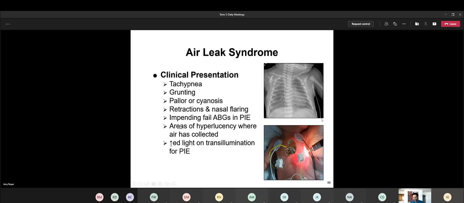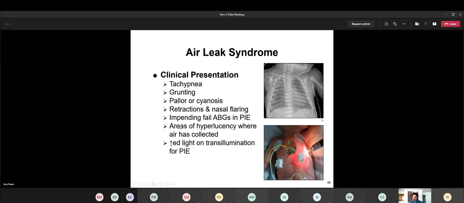So if I were just to look at this transillumination and say, wow, that entire left chest is lighting up, so this baby's got a left-sided pneumothorax or a tension pneumothorax. Okay, but what if the trachea hasn't deviated? If the trachea hasn't deviated, chances are it's not a tension pneumothorax. It's probably PIE, which is just air in the interstitial spaces.